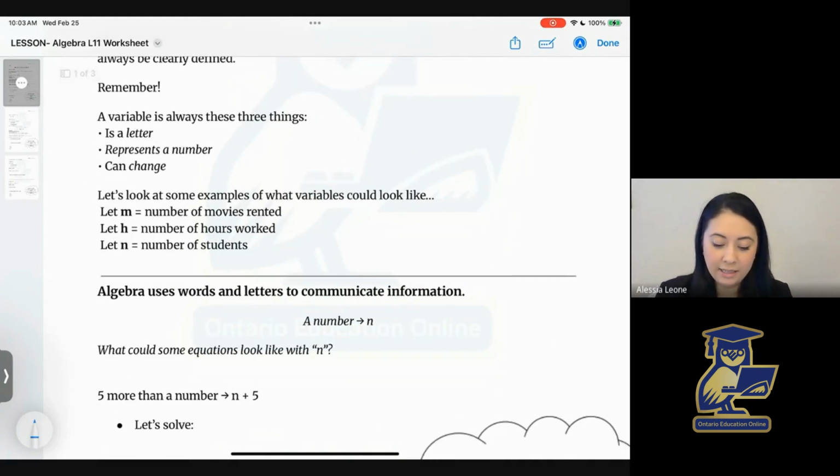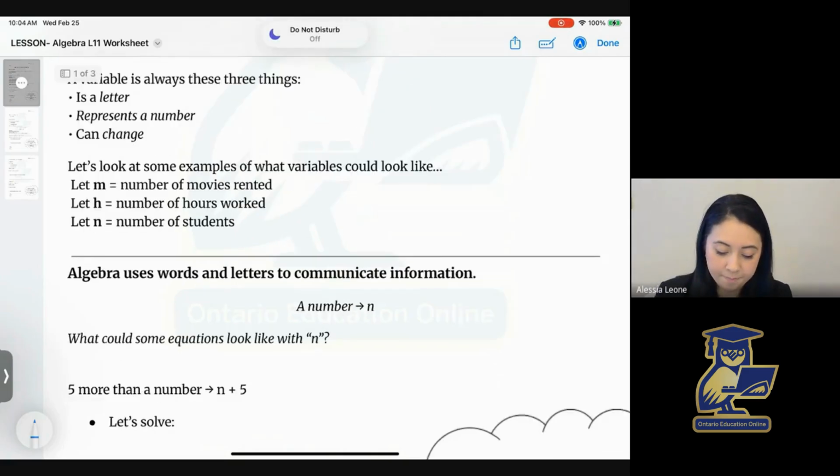We see letters there. So when we talk about a variable, we always say let the letter represent something. So let M represent a number of movies rented. Let H represent number of hours worked. Let N represent a number of students. Those are just examples of variables. So those variables, M, H, N, those are just examples of what you could look at.